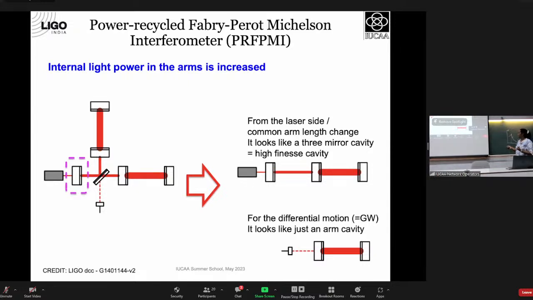And how the power recycling cavity is designed is based on the finesse of this cavity that we build. If we have a high finesse cavity, then it looks like a three-mirror cavity. But if we have a low finesse cavity, then it looks like an arm cavity. And this is the one that is sensitive to the differential motion. So how we design the power recycling mirror and what build-up we keep depends upon how sensitive it is to the differential motion.